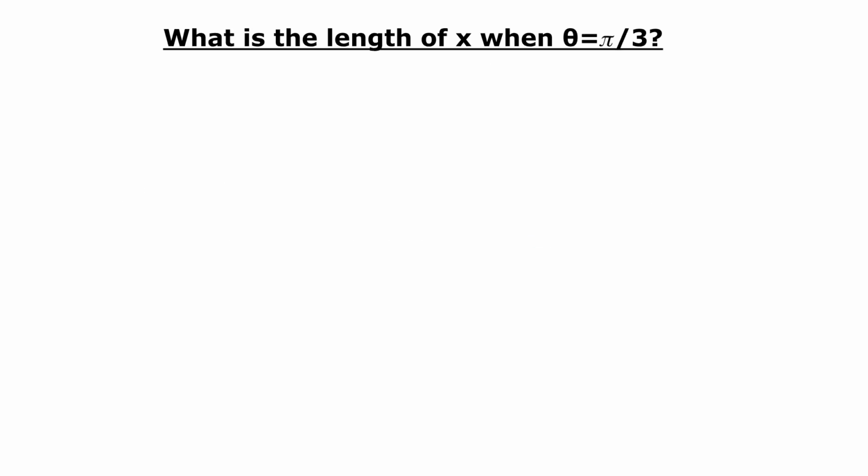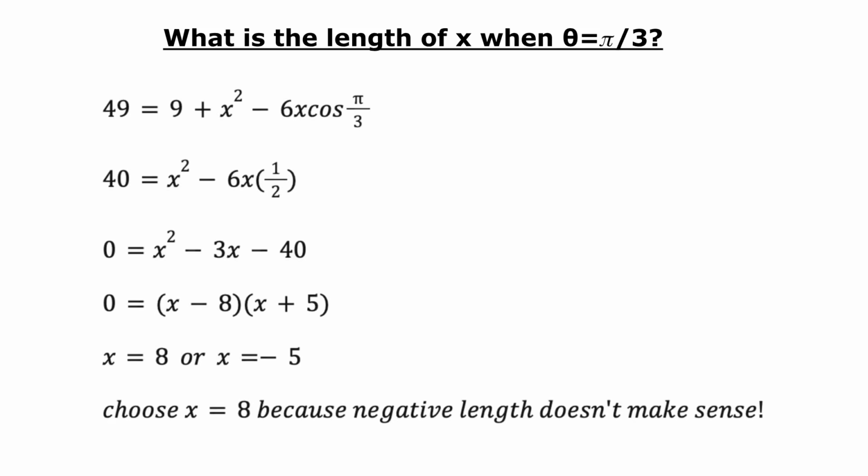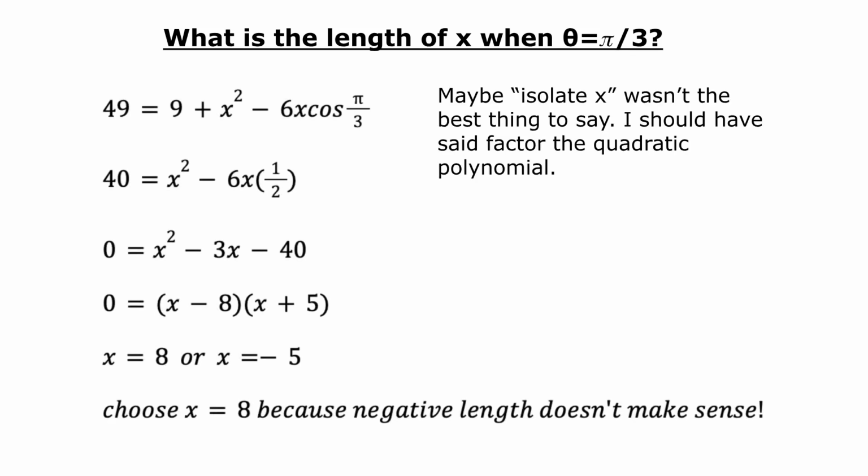Let's use the law of cosines again with theta defined as pi over 3 and simply isolate x. Here we have it. X is 8 inches when theta is pi over 3 radians. Now that we have all three pieces of information, we are ready to input them into the derivative of x, and finally, we'll have the velocity of the piston. And of course, don't forget the units.